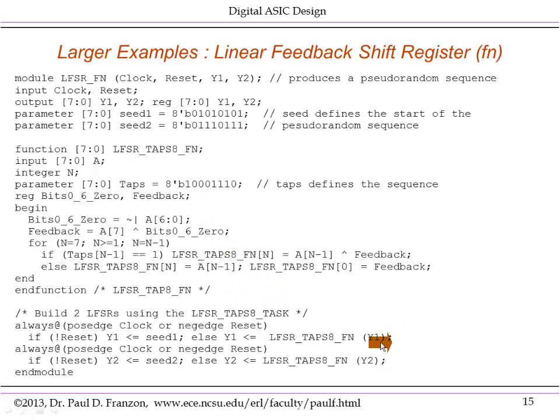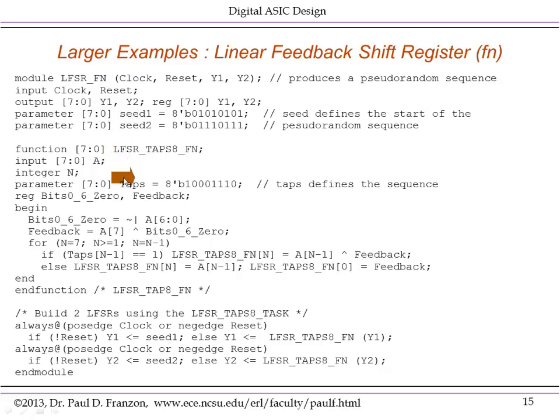So, Y1 is sent to this function as an input. For a function, just like in other languages, the name of the function is the output. You see that down here, LFSR taps underscore FN is being assigned. And here we're listing the inputs. There's only one input here, so we're listing A as that input and specifying its width, as well as specifying the width of the output.